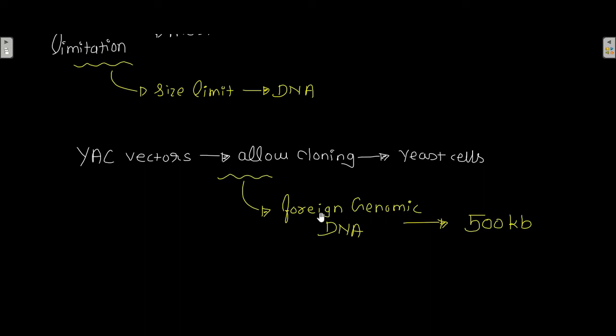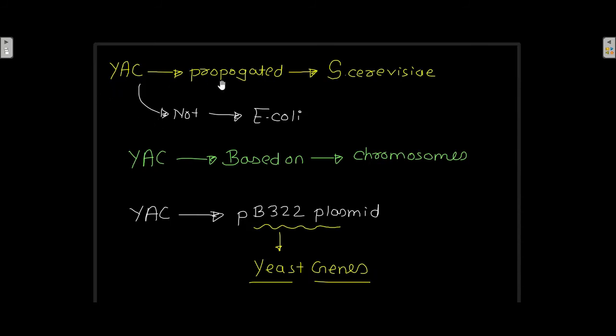So YAC is all about being capable of cloning a large amount of insert by using YAC vectors. That's the highlighting point here. But the thing is that YACs propagate in S. cerevisiae and they do not propagate in E. coli. And this yeast artificial chromosome is based on chromosomes and not on plasmids or viruses. YACs are based on chromosomes rather than on plasmids or viruses.